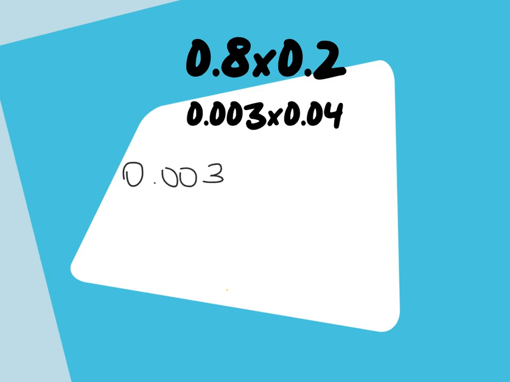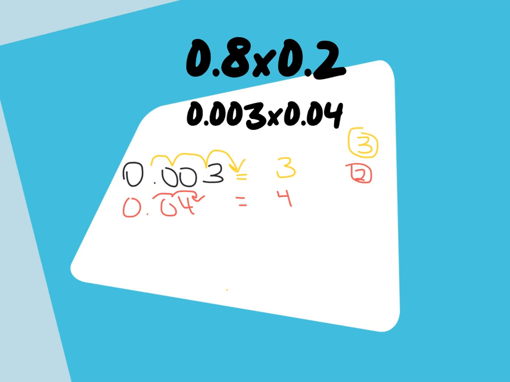So we've got 0.003. How many times we've got to move the decimal point? It's a grand total of 3 times. So we end up with 3. We've got to remember we've moved it 3 times. Now we've got 0.04. Okay, we've moved it twice. So we need to remember that. We'll put that on the side.